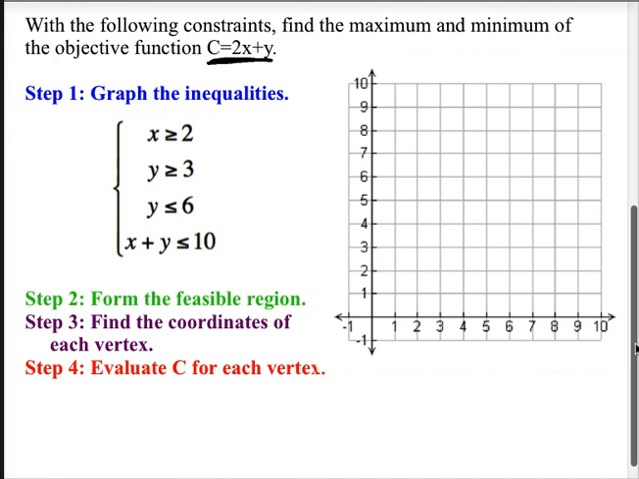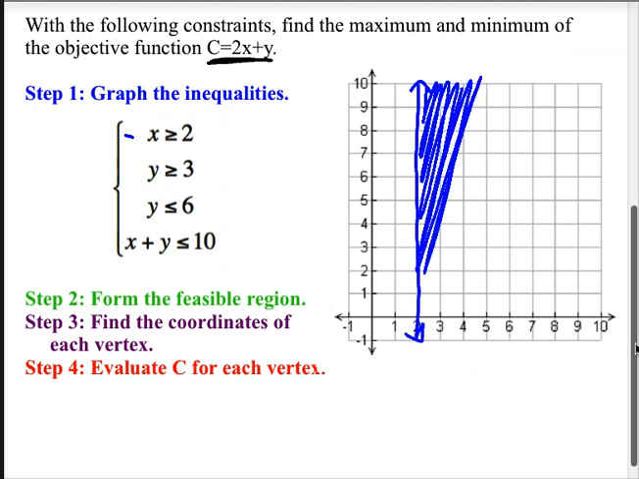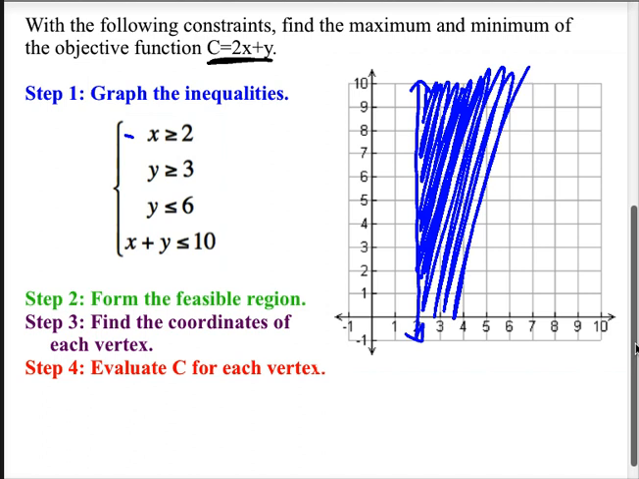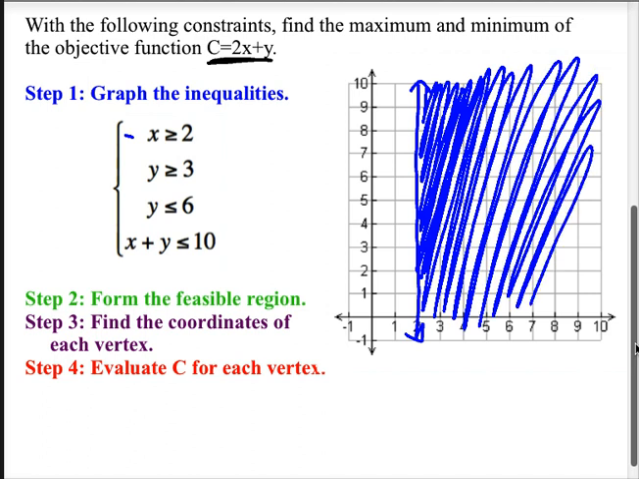So here we have x being greater than 2. So remember, that is a perfectly vertical line. And we want x to be greater than 2. So we're looking for all of the values here. Then we're looking for y to be greater than 3. Y gives me a perfectly horizontal line.